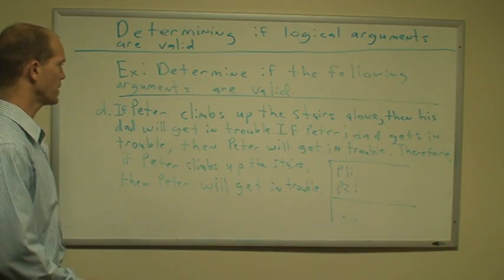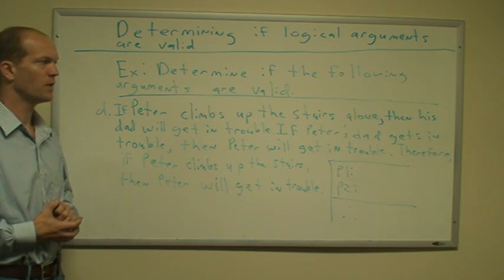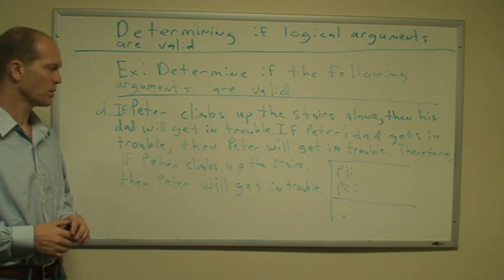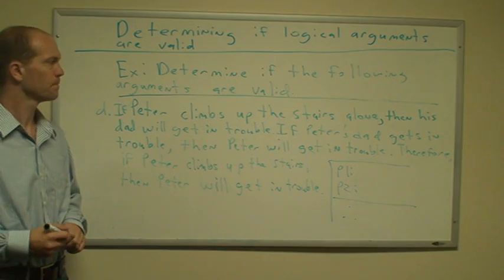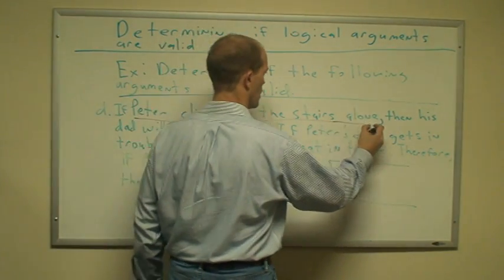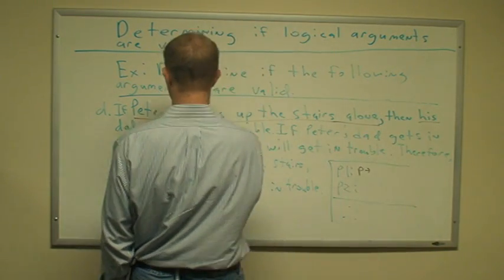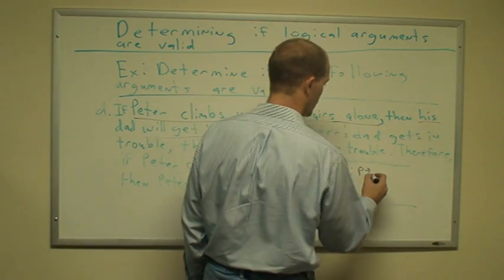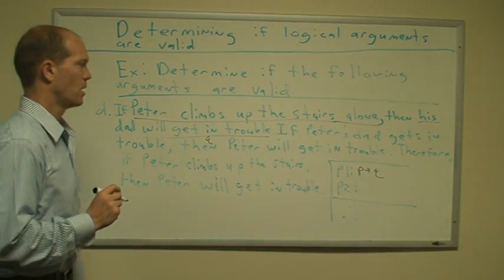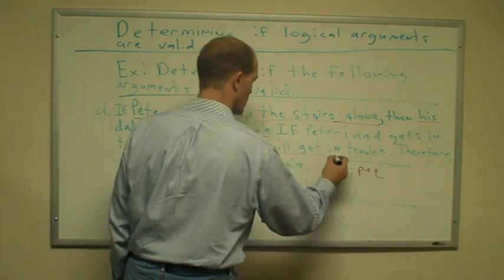In this example, the argument reads, if Peter climbs up the stairs alone, then his dad will get in trouble. If Peter's dad gets in trouble, then Peter will get in trouble. Therefore, if Peter climbs up the stairs alone, then Peter will get in trouble. Here, we're going to take P to be Peter climbs up the stairs alone. His dad will get in trouble will be Q. So the first premise there should be if P then Q. The second premise, Peter's dad gets in trouble, that was Q, then Peter will get in trouble.